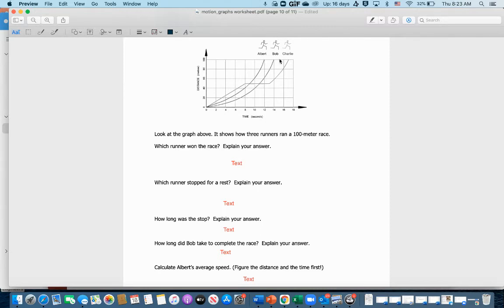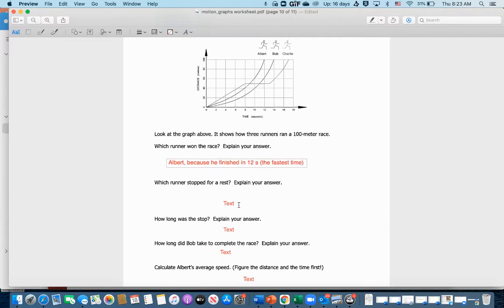Explain your answers. Well, I got Albert, Bob, and Charlie. They're all 100 meters, right? They all got to this 100-meter mark here. So who won the race? Well, who usually wins races? It's whoever gets done the fastest. So I look at their times. Albert got done in 12 seconds, Bob 14, Charlie 16. So because Albert got done in 12 seconds, he would have won the race. So I'm going to put Albert because he finished in 12 seconds, and in parentheses, the fastest time.